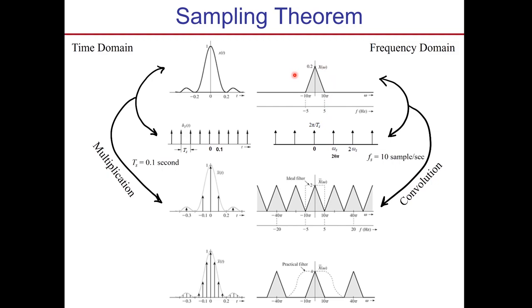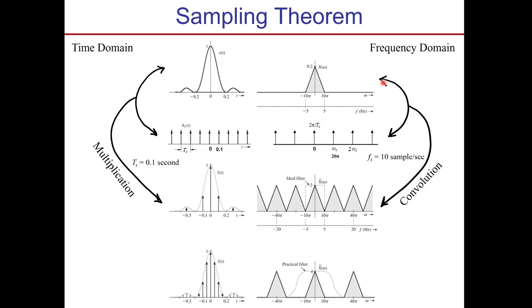So now I am convolving this signal with this impulse. So what am I going to get? I will get the signal again at the location of the impulse. Convolve this with this impulse, I will get the signal again at the location of this impulse, and so forth. So the Fourier transform of this discrete signal is this one. So in the time domain, multiplication gives me this. In the frequency domain, it's convolution of these two signals, and I got this signal.